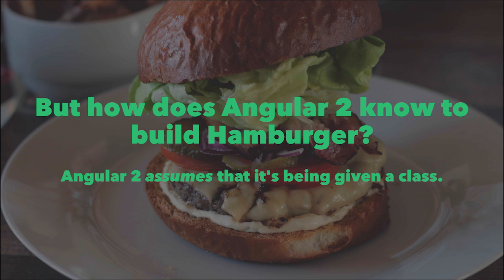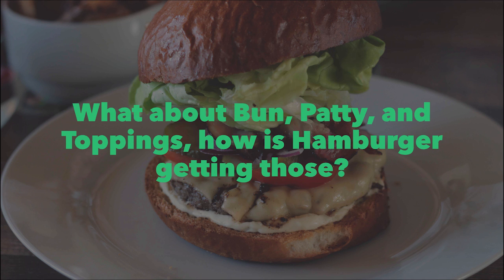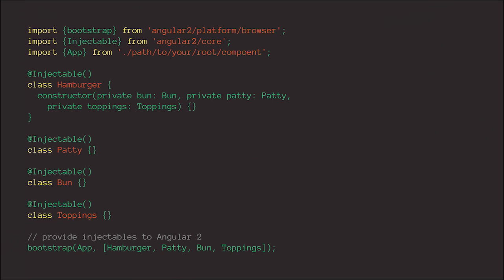But how does Angular 2 really know how to build hamburgers? Well, it's assuming that they're all classes, and we'll touch a little bit more on that in a few slides. But first, I'm wondering, how about the bun and the patty and the toppings? How did Hamburger get those? Really, it's just that the example was abbreviated. So let's take a look at a full example here.